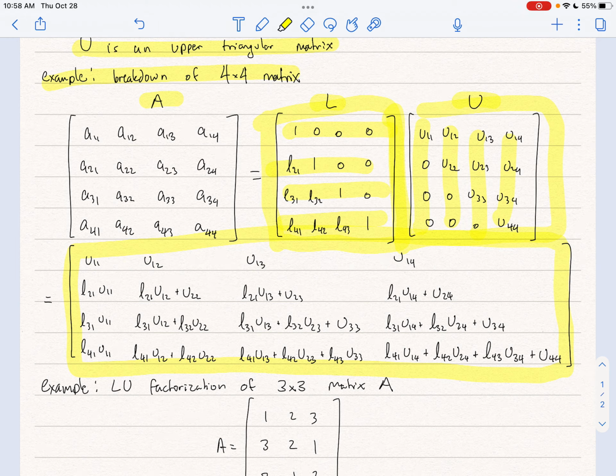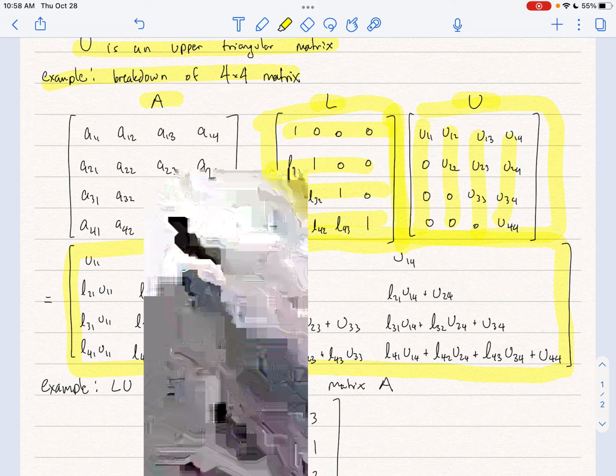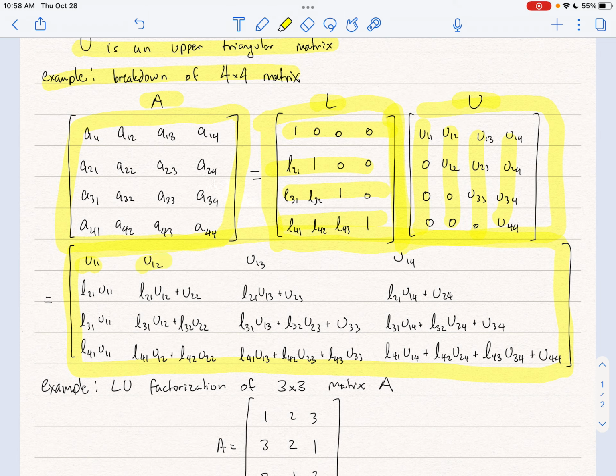So now we basically have a relationship between this matrix we just solved for and matrix A. And this allows us to solve for our U11 values, our U12 values, L values, and so on, because we actually already know what our A values are going to be. So let's look at a more concrete example.